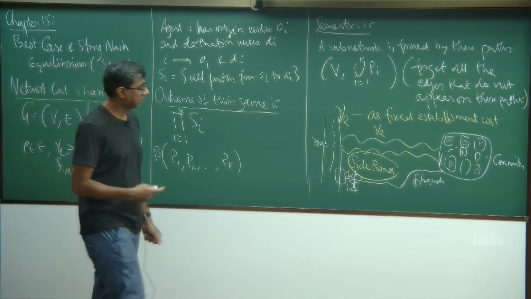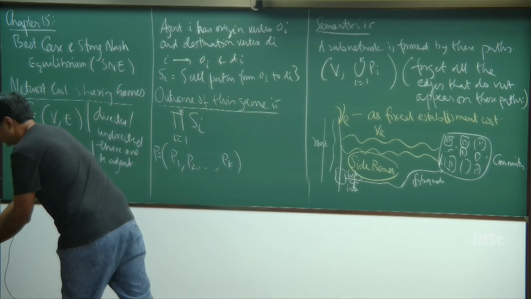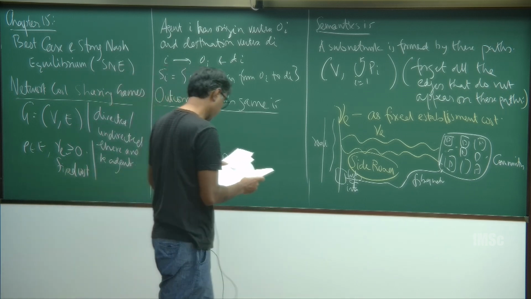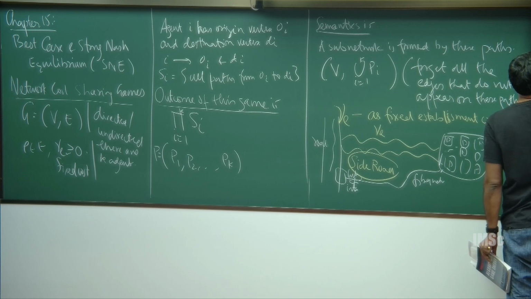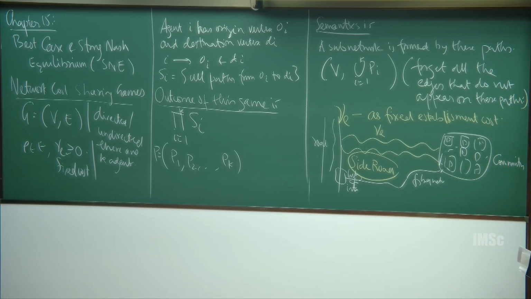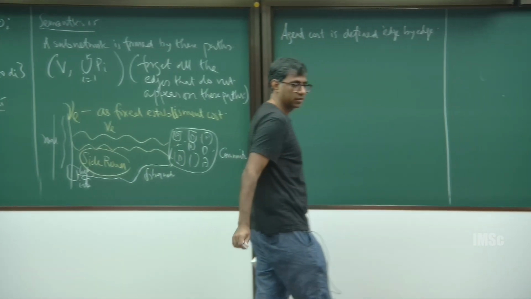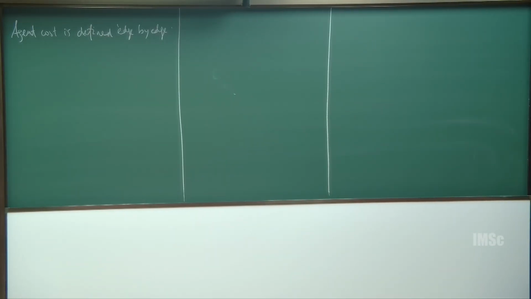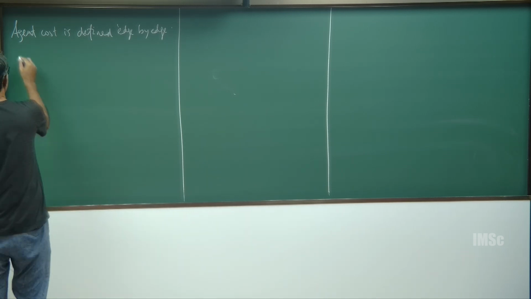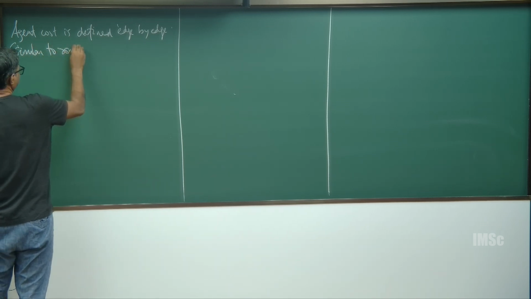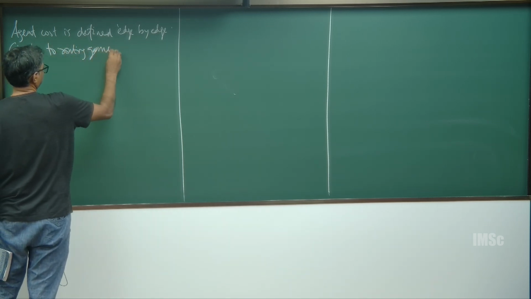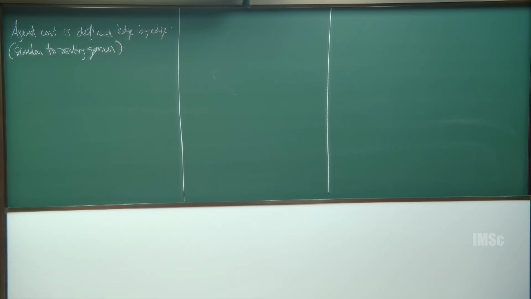Okay, so this tells us a nice way of looking at these things. And what is this nice way of looking at this? Agent cost is defined edge by edge. Okay, so agent cost is defined edge by edge. I think you would have seen something similar in what are called routing games. Have you seen these routing games? Some selfish routing games. There also you define everything edge by edge, right?